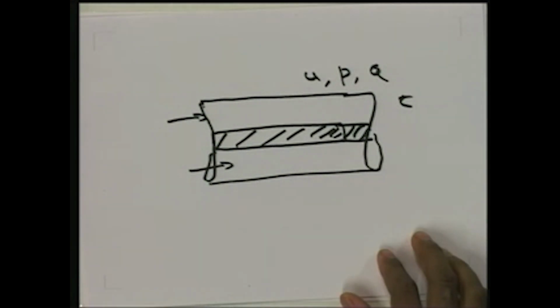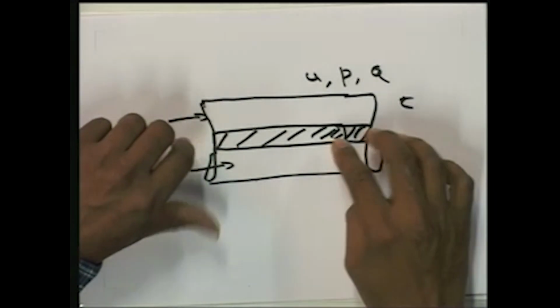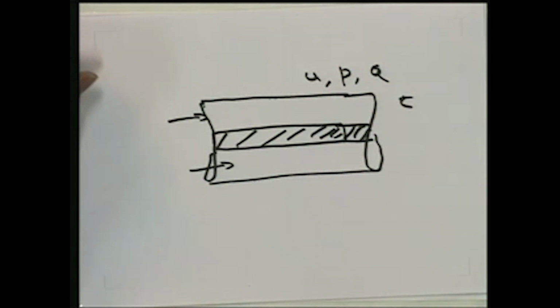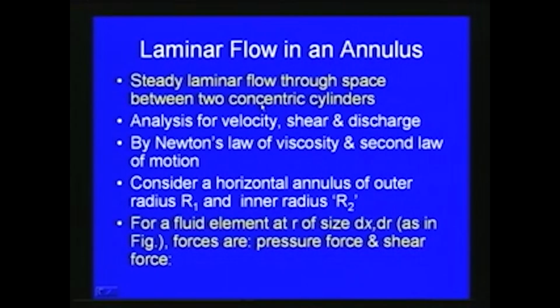The case is a steady laminar flow through the space between two concentric cylinders. Here we consider this is the first cylinder and the second cylinder is here. We want to find the various parameters for this annulus case, laminar flow in an annulus. The analysis is for velocity, shear and discharge. Here also we are using the fundamental principle, Newton's second law.